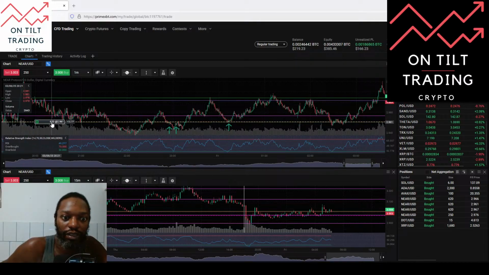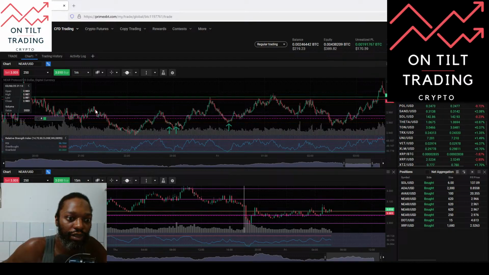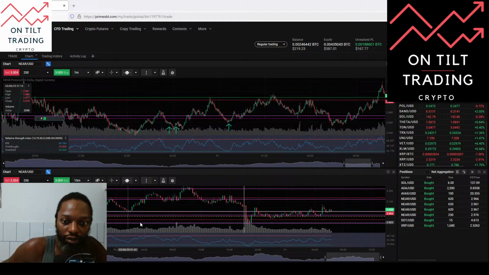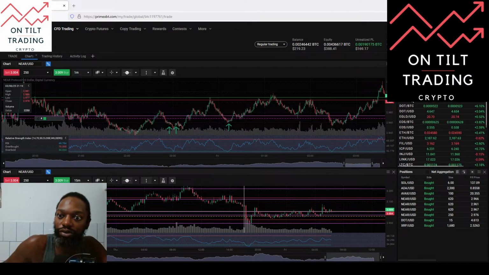So we can see this yellow dotted line is the entry point. But yeah, let's come down here for the 15-minute for some perspective. And you can see here my stop loss is this red line here. Take profit is right here at R3. And we'll go back to Avalanche.